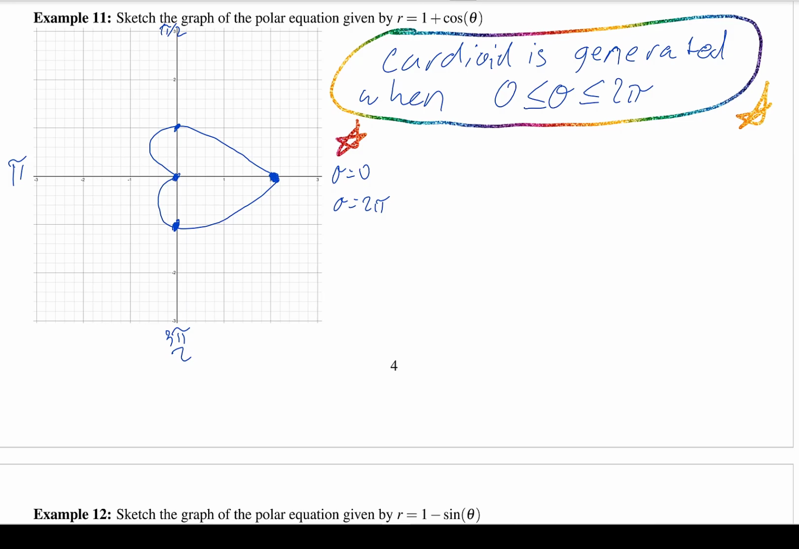Okay, so here's some tricks. Whenever you have, let's see, what color do we want to use? Let's use plum. Whenever we have r equals a plus a cosine theta, that's going to be a cardioid that looks like this.